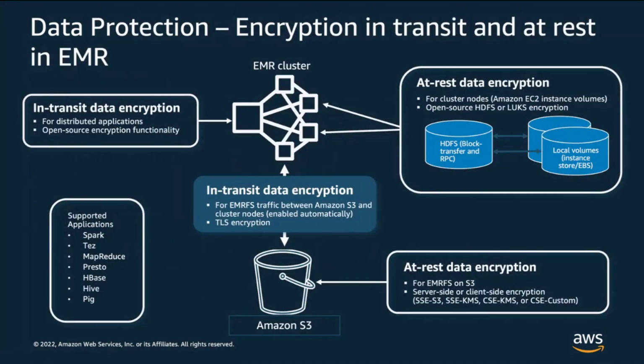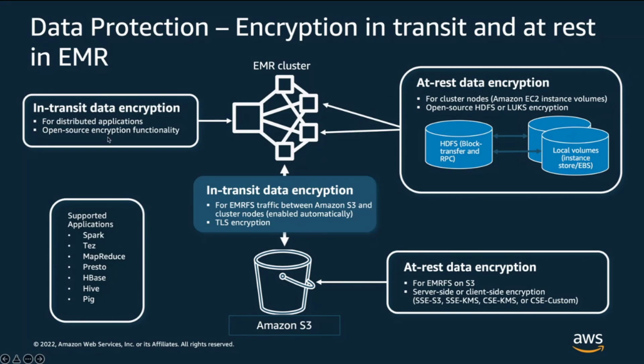So this is the last slide of this episode. You can have data protection using encryption in transit and encryption at rest. So how do things work when you have data at rest? For cluster nodes, you can have EC2 instances with EBS volumes where you can encrypt the data, and for open source HDFS, you can use LUKS encryption, which is only applicable for the root volume.